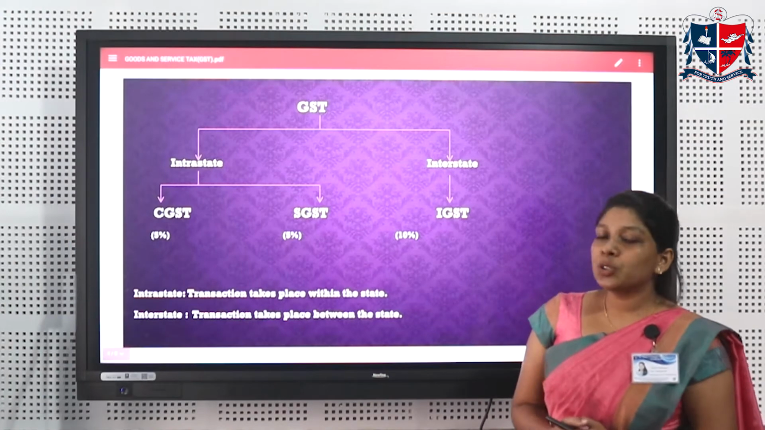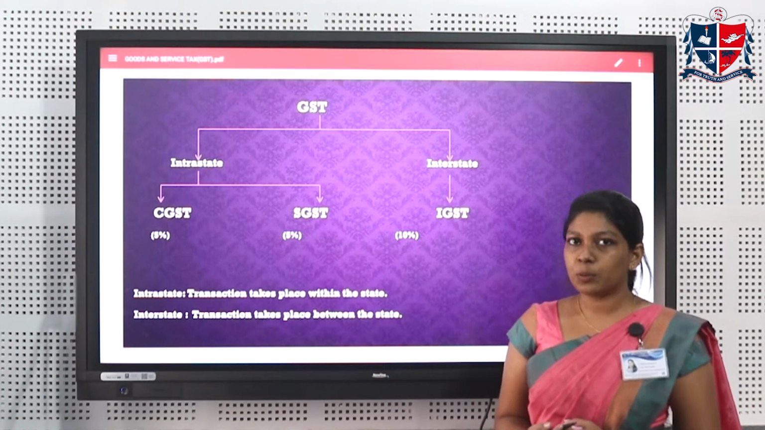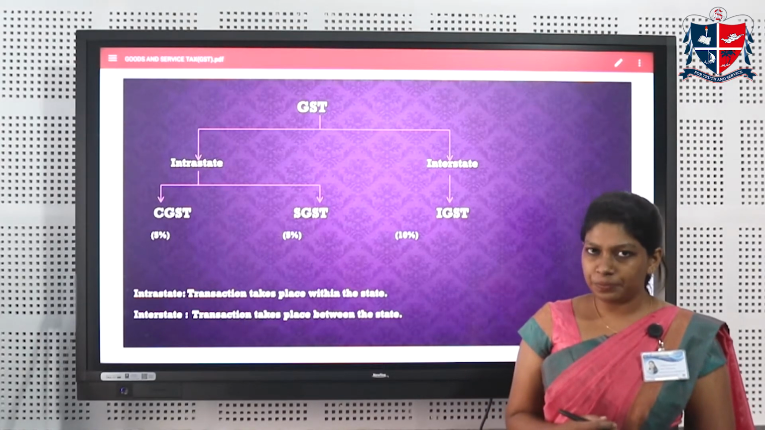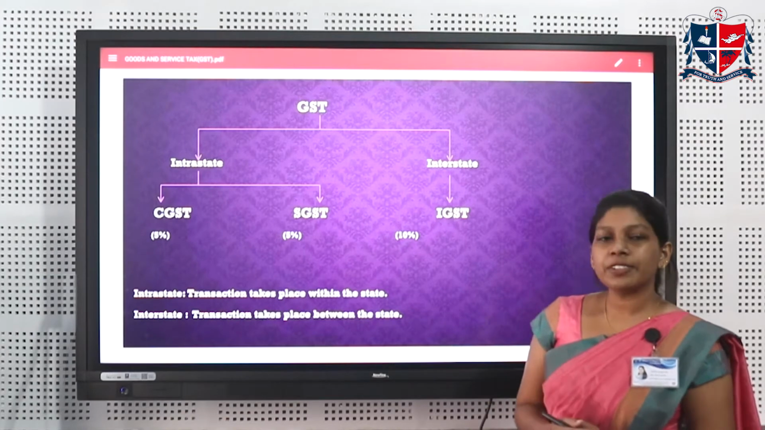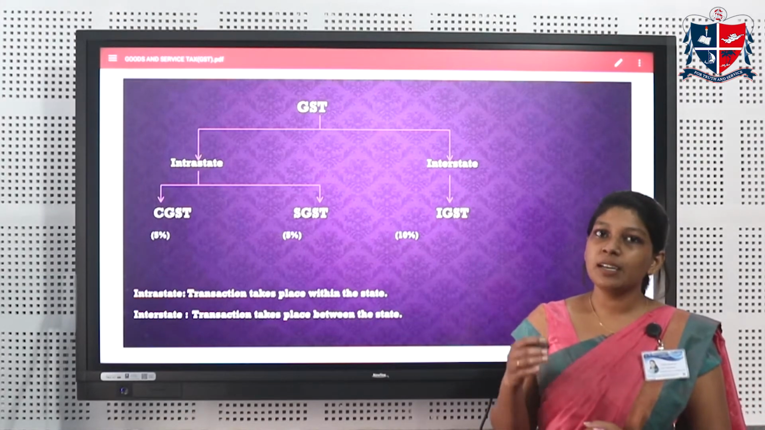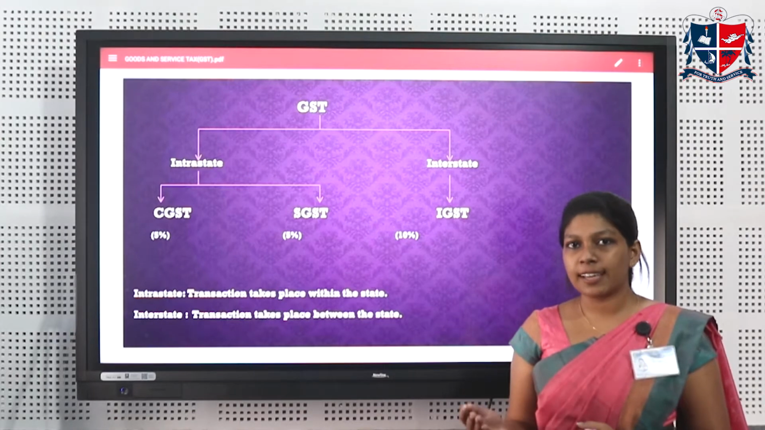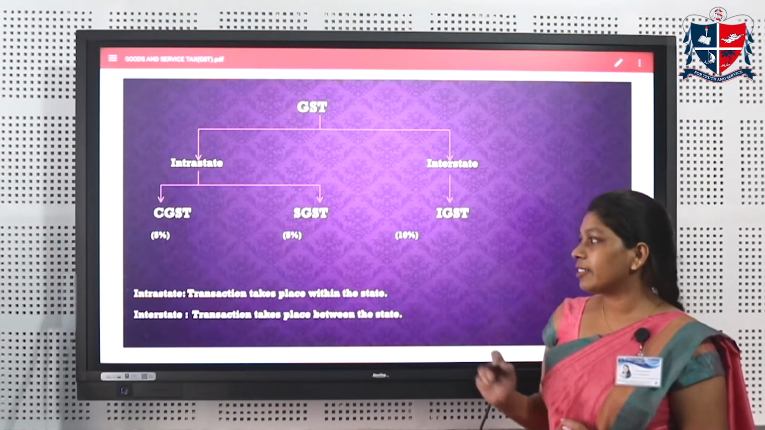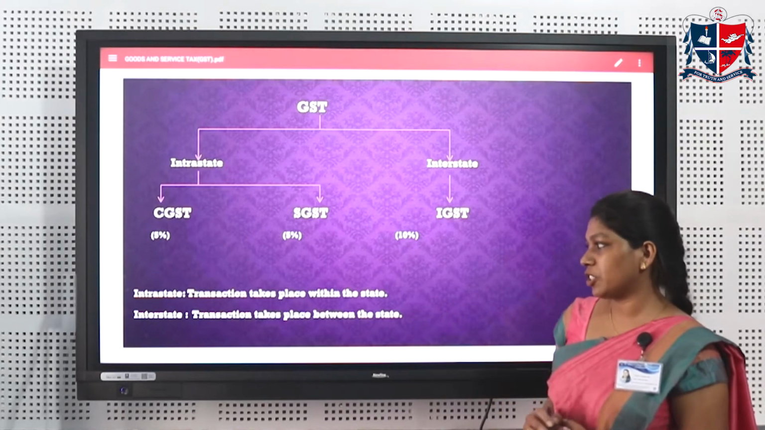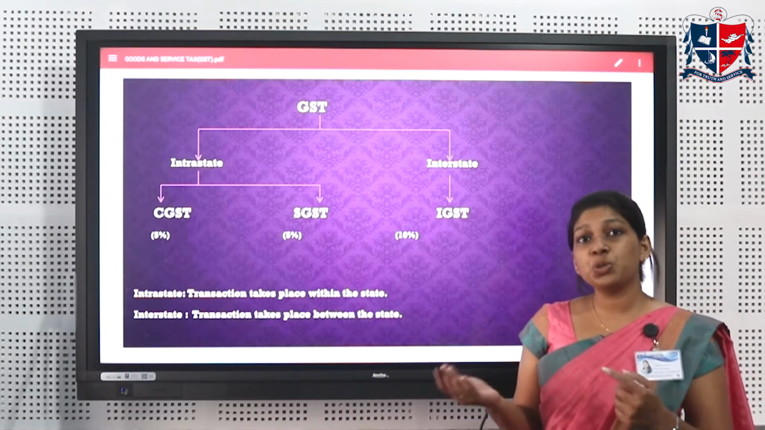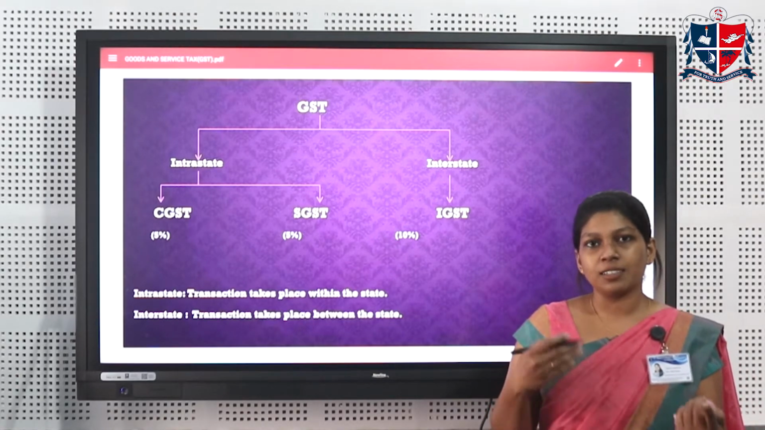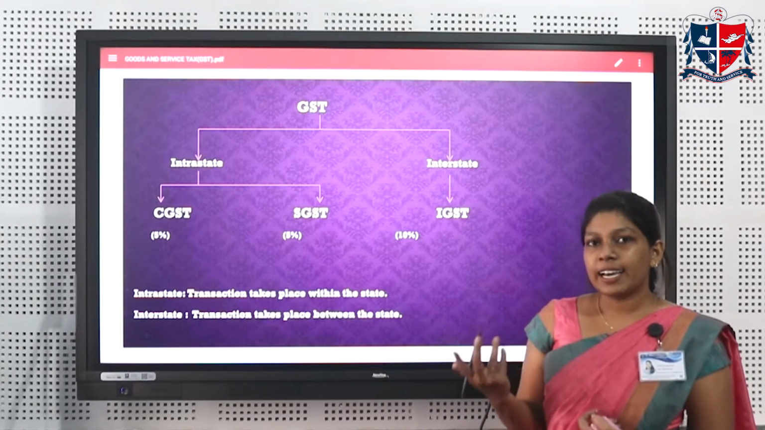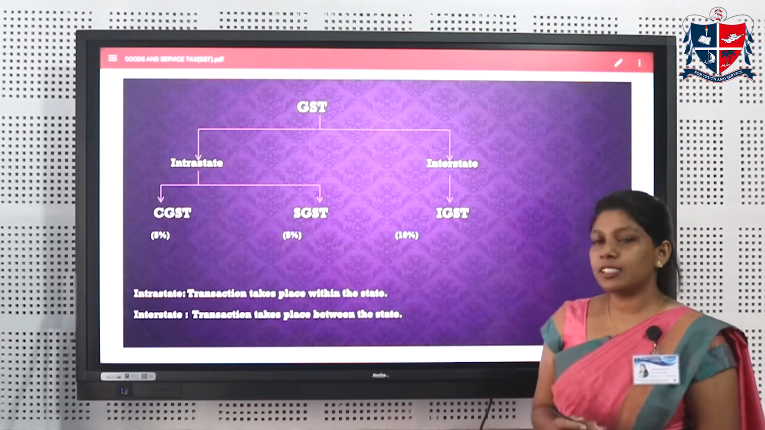So we have two types of transaction. One is intrastate transaction and the other is interstate transaction. Intrastate transaction means a transaction which takes place within the state. Both buyer and seller remain within the same state. When it comes to interstate transaction, the transaction takes place between two states. The buyer is in Kerala and the seller is in Delhi or some other state. That transaction can be called an interstate transaction.